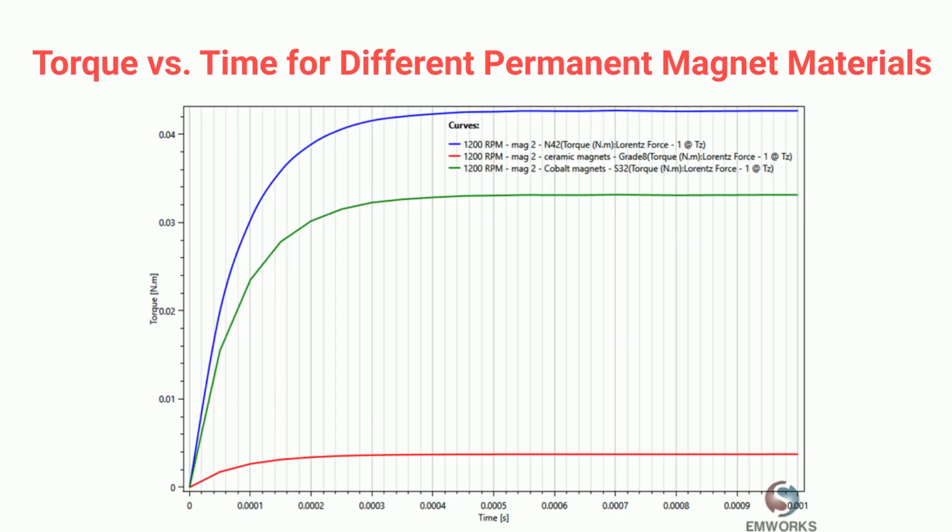Torque versus time for different permanent magnet materials. We investigated different permanent magnets. Neodymium iron boron yields the highest torque but is expensive and heavy. This trade-off highlights the challenge of balancing performance with cost and weight. Alternative materials may offer a more balanced solution despite superior torque generation.